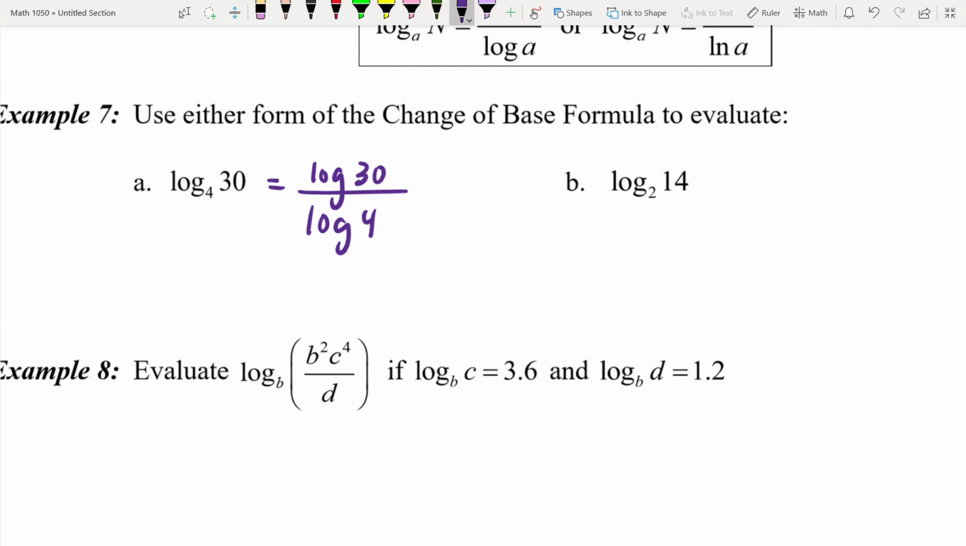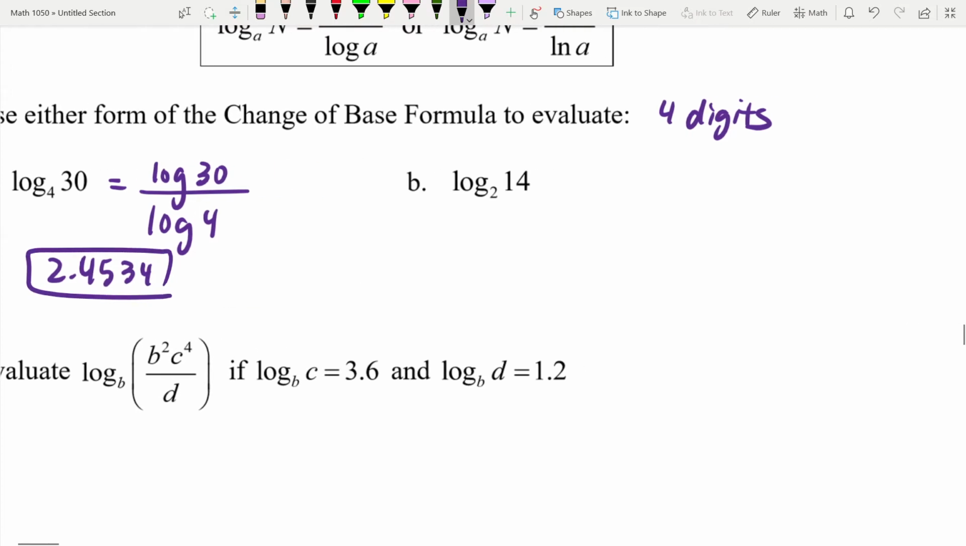Now grab your calculator. Let's make sure you know how to put that in. So everybody go log 30, close it off, divided by log 4, close it off, hit enter, and if we rounded this to 4 digits, then it would be 2.4534. That would be it.